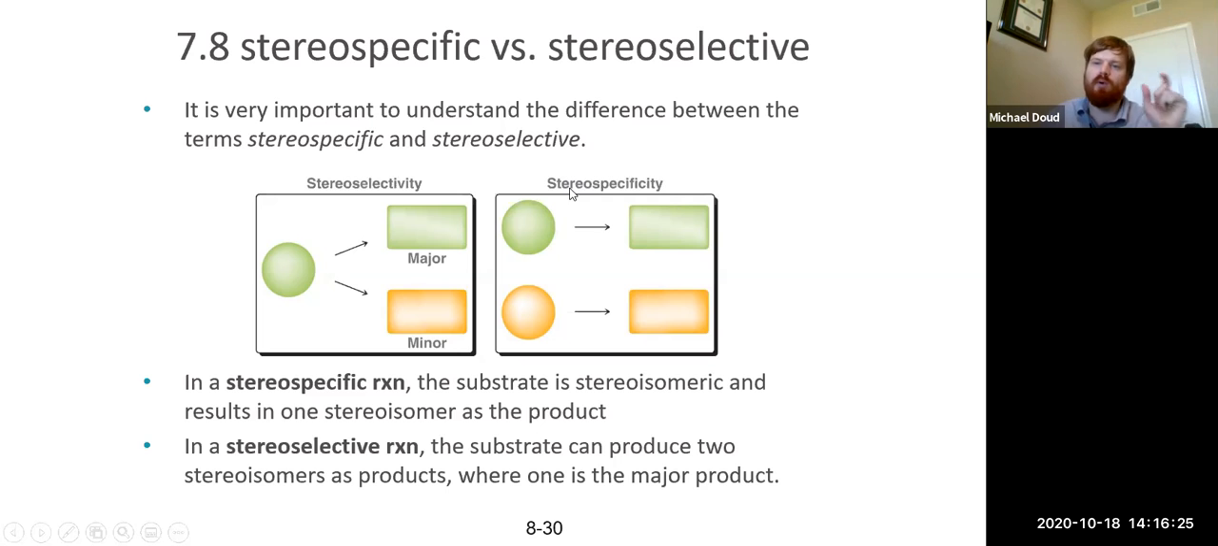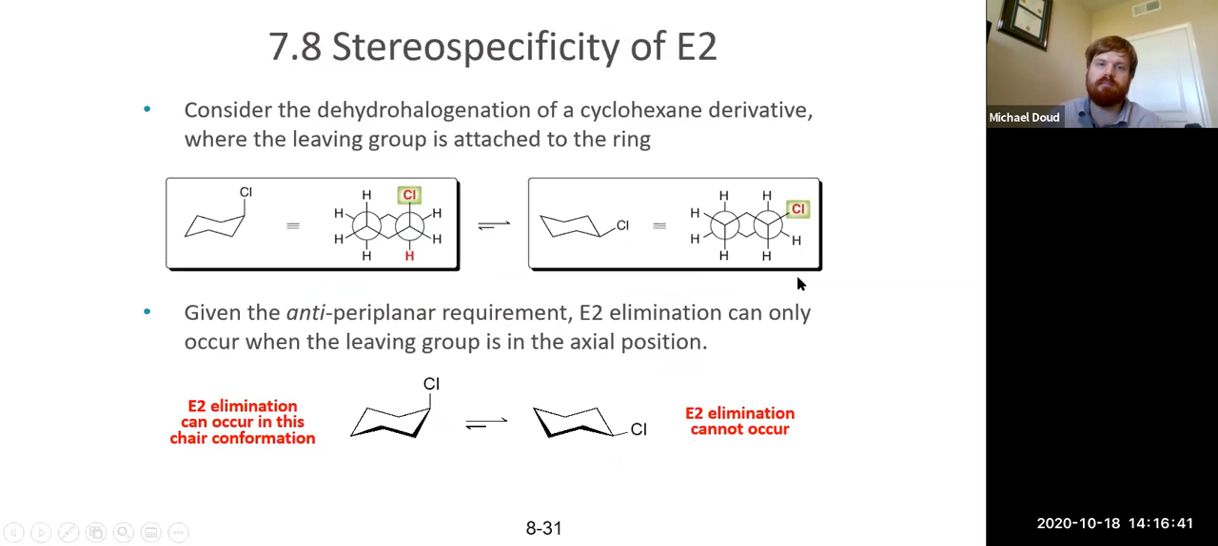Stereospecificity, well, think about that word specific. That means the reaction can only produce one product. It's only going to produce one of them. So just keep that in mind. Stereoselective, you get an abundance of one over the other. Stereospecific, you only get one and zero of the other. So for example, with E2 reactions and cyclohexanes, this is going to be something that you're going to see again and again. So I strongly recommend paying attention here.